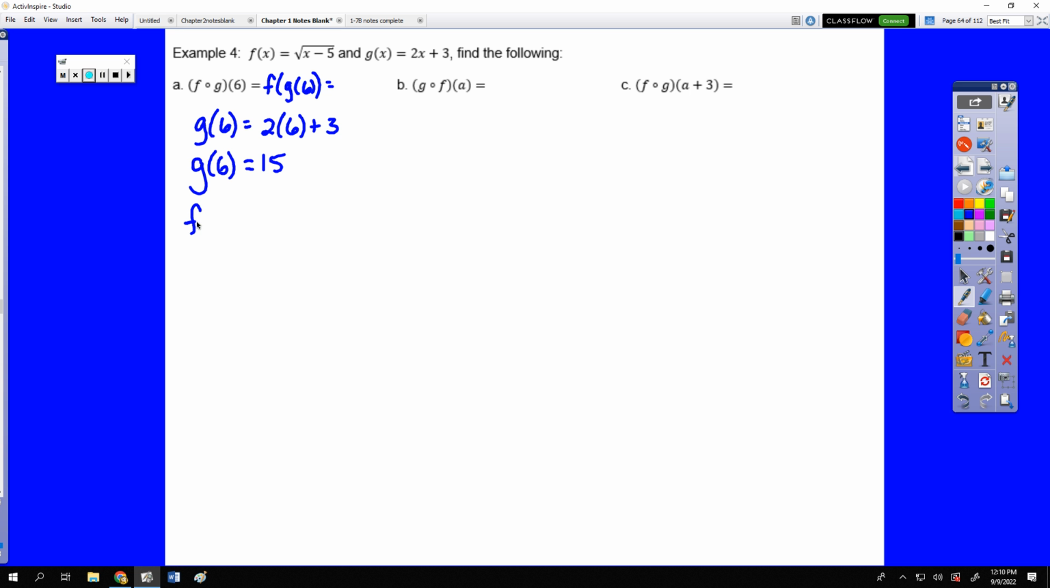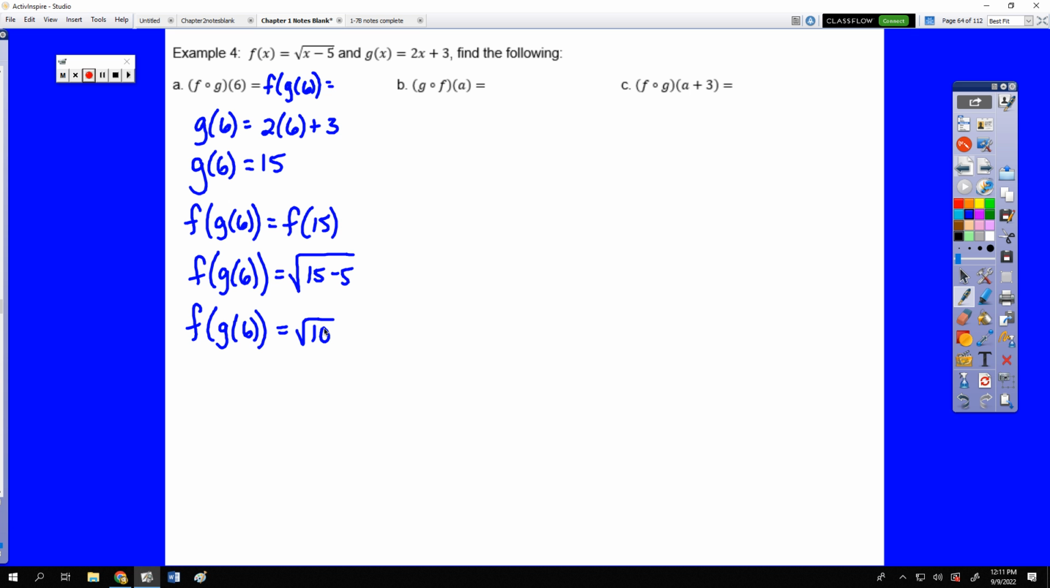Then we do f of g of 6, which would really be f of 15, which would be the square root of 15 minus 5, meaning that f of g of 6 is the square root of 10. That does not reduce, so that is the final exact answer for the value of f of g of 6.